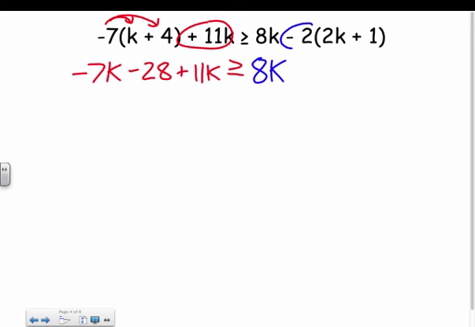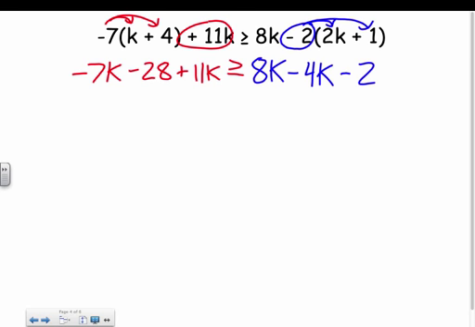Now I'm going to distribute a negative 2. Remember, always use the sign that's in front. So negative 2 times 2k is a negative 4k. And negative 2 times 1 is a negative 2. So don't forget to bring that negative sign when you distribute. All right. I still have some simplifying to do, don't I?